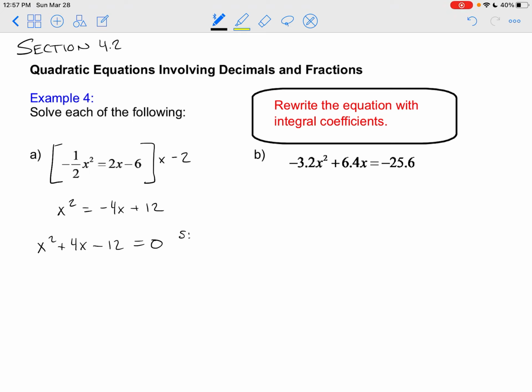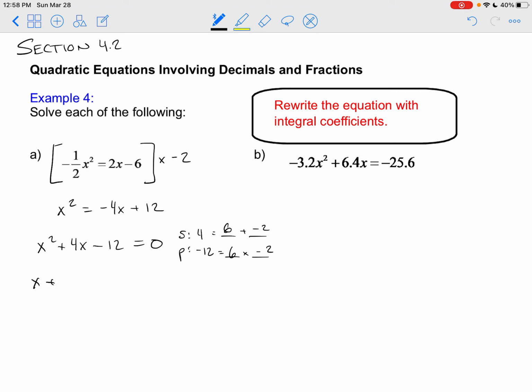We have a sum of 4, a product of negative 12. So negative 12 and with a sum of 4. So that's 6 and 2. That's how we can get to 4. And we want a positive 4, so we'll leave 6 as positive and have 2 be the negative factor, and that works out there.